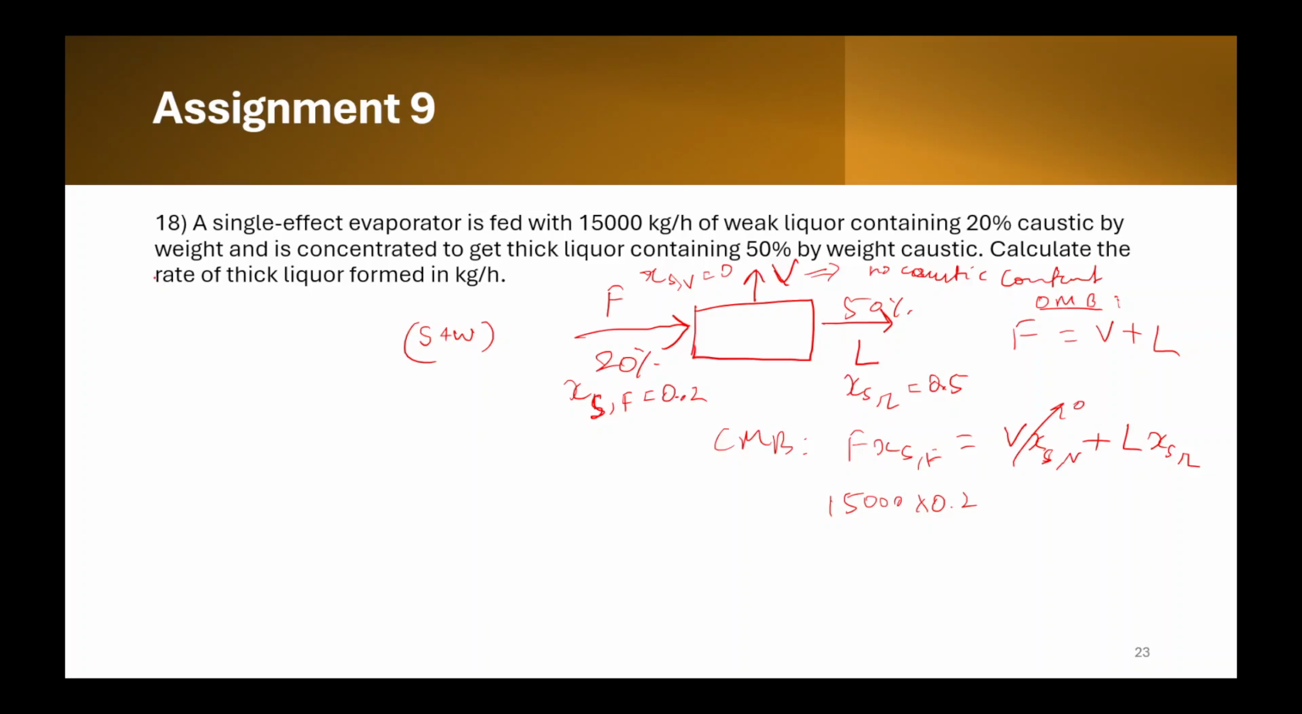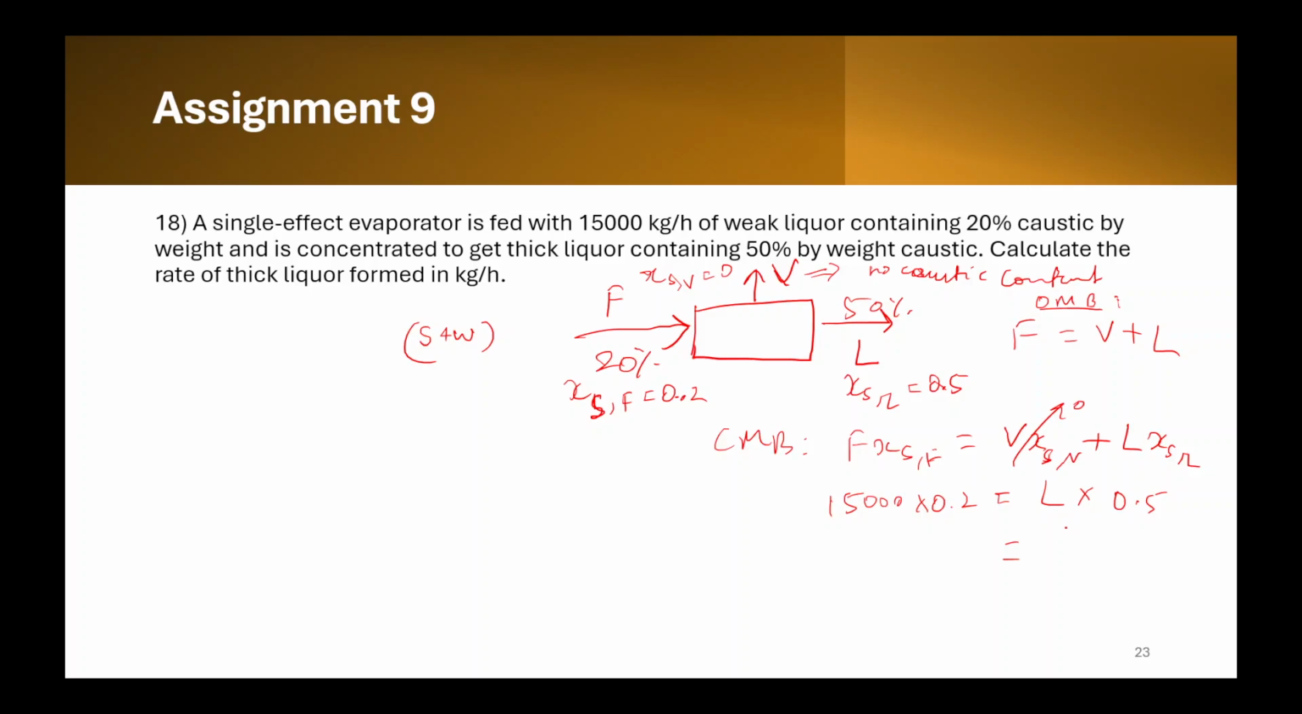If suppose this was mole percent, you may have to convert it, either this into mole per hour, or from mole percent to kg percent, whatever way you like. But here the units are consistent, you can see. And L, we don't know L, into 0.5.